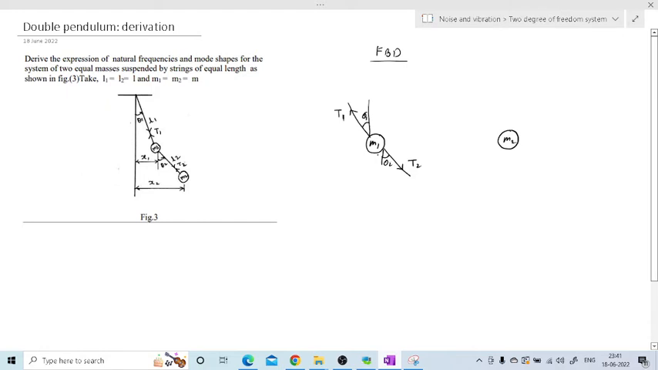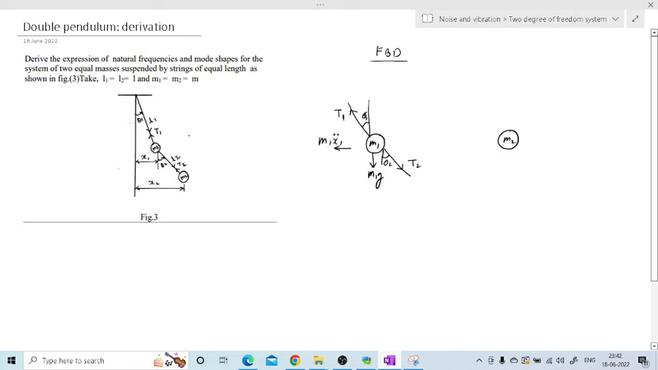Now along with this tension we have the weight of this mass, which is acting in the downward direction. So the weight of this mass is M1g. Along with this we will have to give the inertia force. See, here the displacement of mass 1 is x1 on the right side. So the inertia force must be acting on the left side, and that is M1 x1 double dot. So this is the inertia force acting on mass 1. So mass 1 will have tension T1, tension T2 and the inertia force.